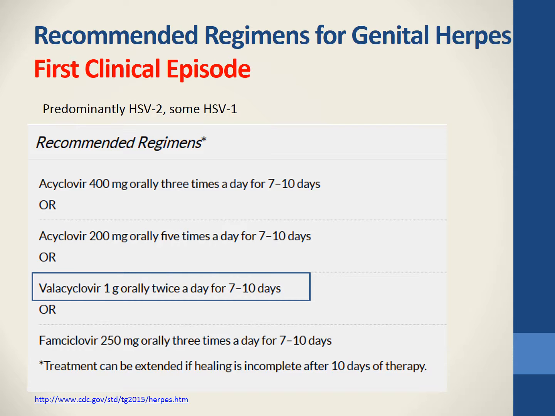If you look at the second recommendation of acyclovir 5 times a day, most patients will not be able to do that in a meaningful way that will help get their disease under control. If you have a patient who has incomplete healing of their lesions after that initial 10 days of therapy, they should be instructed to follow up, and therapy can then be extended for longer.